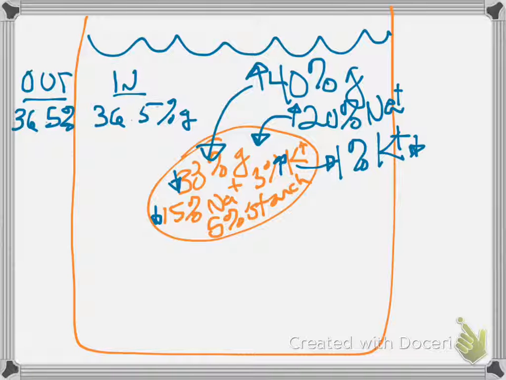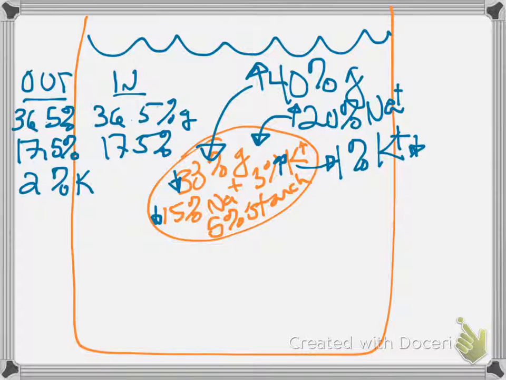The sodium difference is 5%. There's 20 outside, 15 inside. So when it's all said and done, 17.5% will be outside and 17.5% will be inside. That's for the sodium. For the potassium, there's a 2% difference. So when we're all done, we're going to be 2% potassium outside, and 2% potassium inside. But the inside is still going to stay 5% starch.